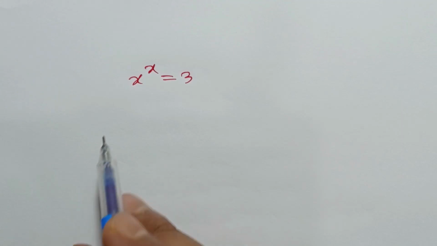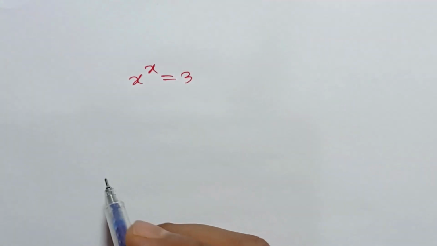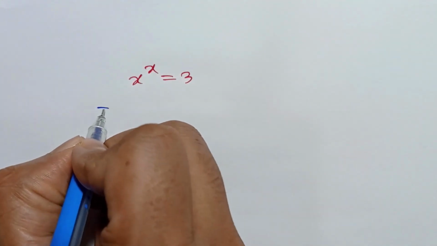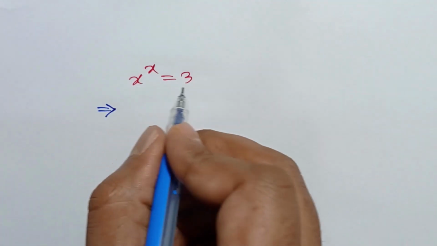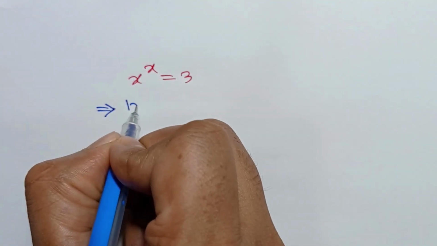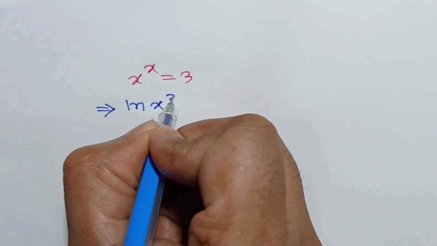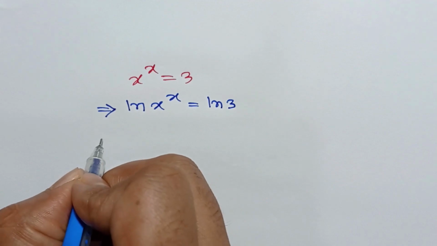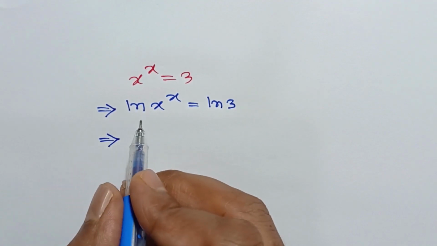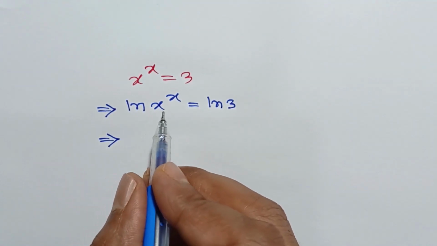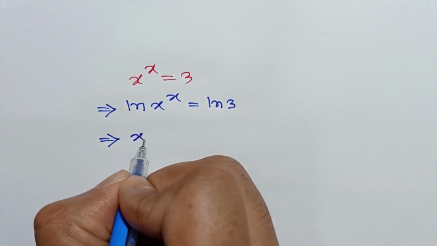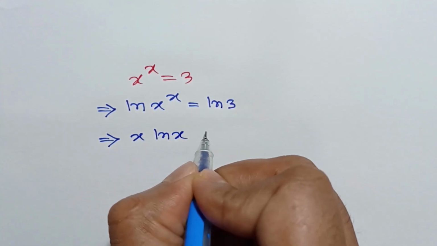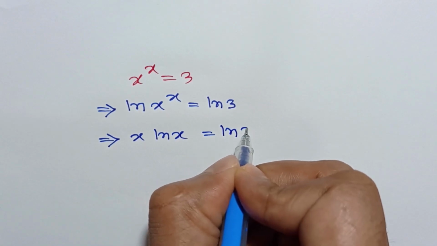Hi everyone, in this video I am going to show how to solve x to the power x is equal to 3. Taking ln to both sides, we can write ln x to the power x is equal to ln 3, or according to the law of logarithm, we can write it as x ln x is equal to ln 3.